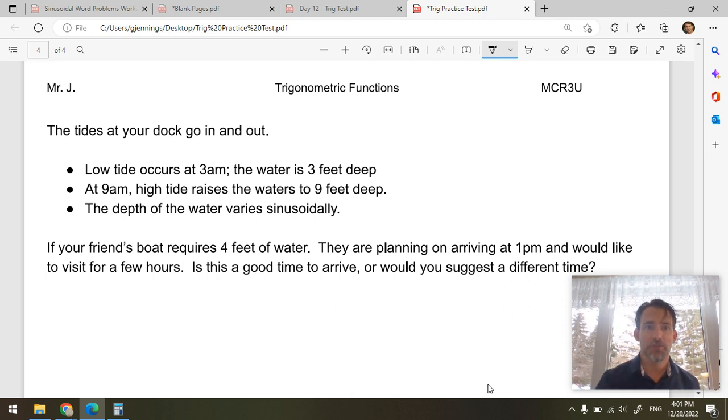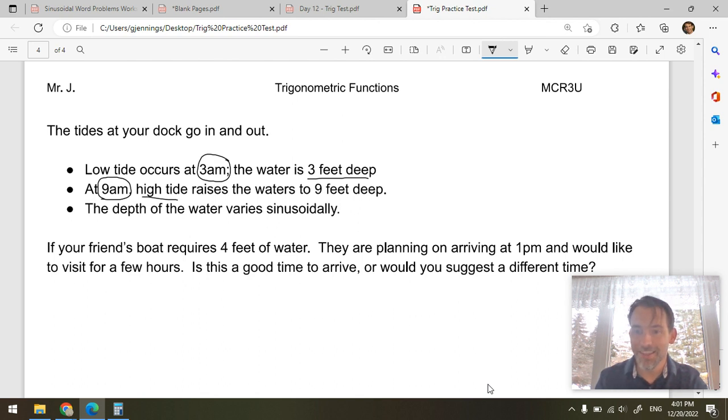We're going to be looking at this situation where you live in beautiful isolation, perhaps on the coast of the Atlantic, and the tides at your dock go in and out. Low tide happens this particular day at 3 a.m. The water is going to be 3 feet deep. And at 9 a.m., you're going to already be at high tide.